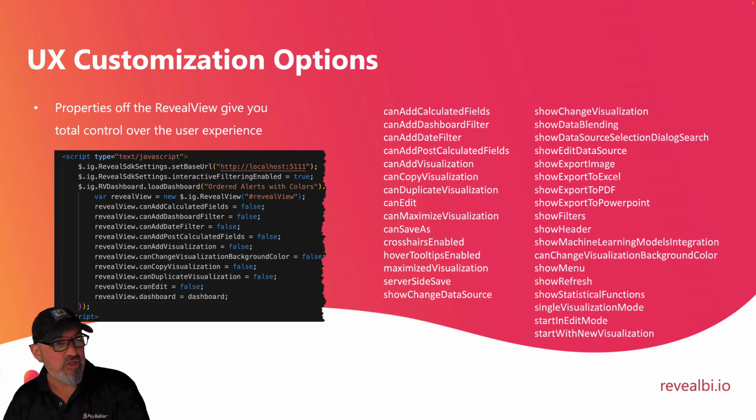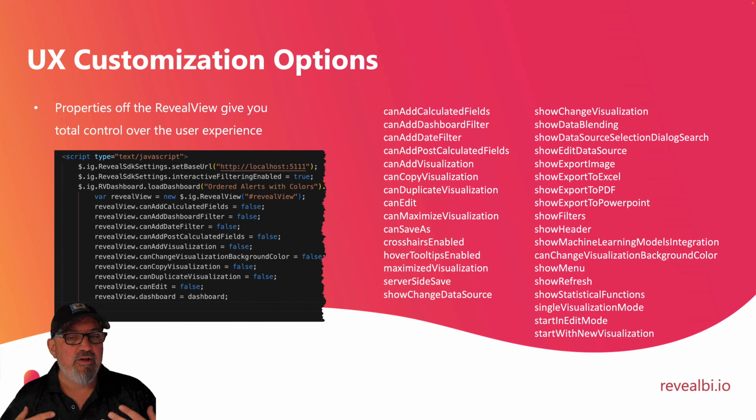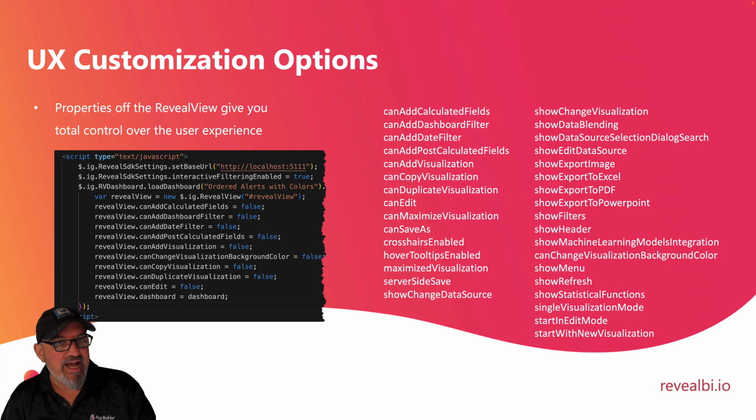So when we look at the UX customization, it's very simple to enable or disable features on the Reveal view. The Reveal view is really just a div in your page, and that div is where you are activating the Reveal library, the client-side library. With that, you get customization. Obviously, we just talked about theming and branding, but there are all of the other UX options that you have.